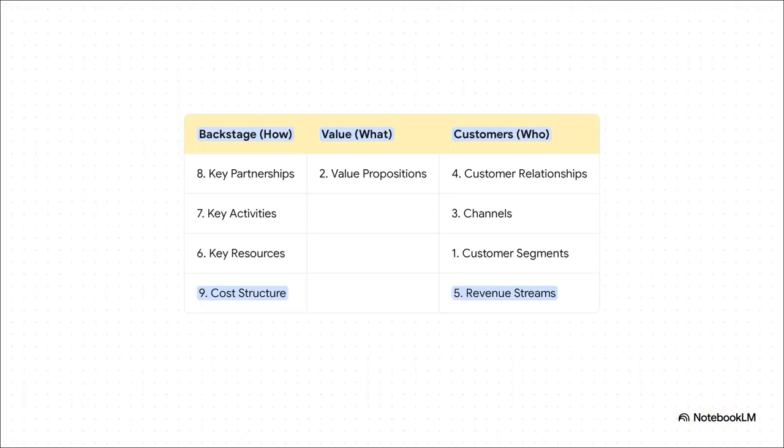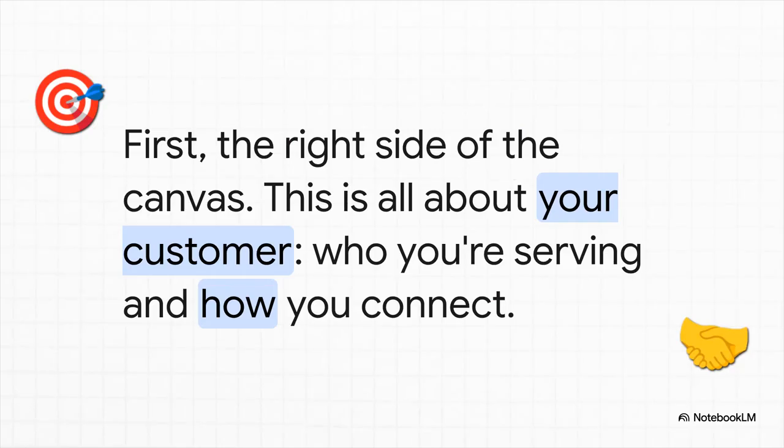And here it is, the whole shebang. Now, I know what you might be thinking. It looks a little busy, right? A bit intimidating. But don't worry. The secret is to think of it not as 9 boxes, but as 3 simple stories that every single business has to tell. We're going to start on the right side of the canvas. Why? Because every great business begins with the customer. This is the front stage. It's everything your customer actually sees and interacts with. So let's break that down.